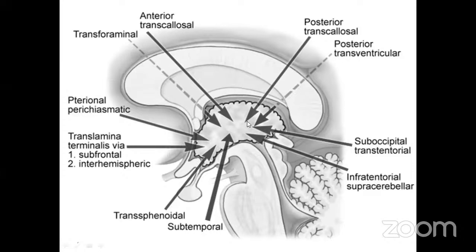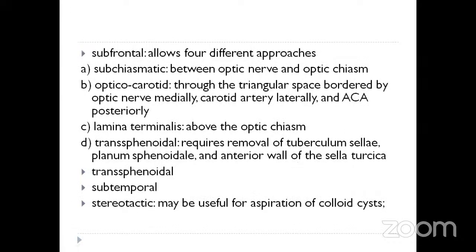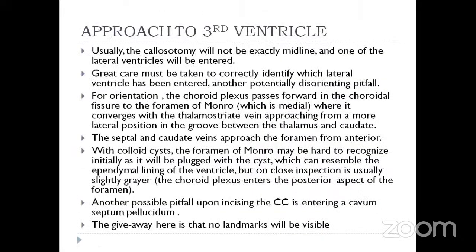We can go through the middle temporal gyrus, middle frontal gyrus. We can go through the infratentorial supracerebellar approach, which is usually used for the posterior and pineal region tumors. And we can also go for suboccipital transtentorial approaches. The rest can add up as well.